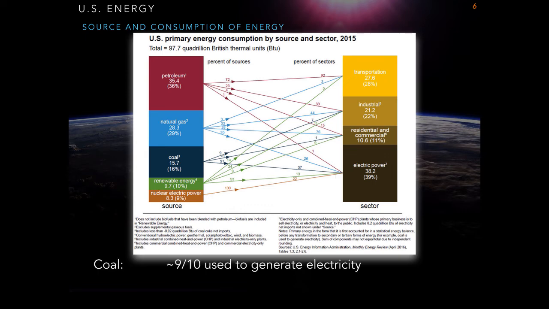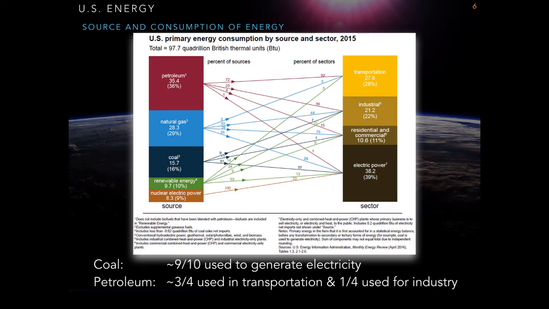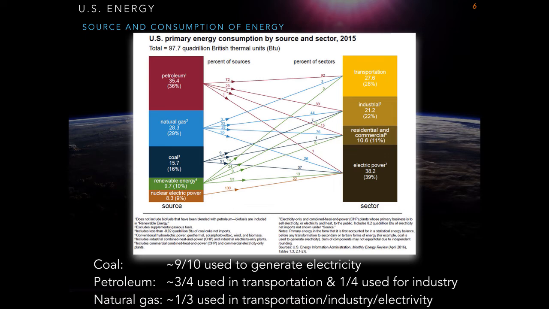So the major thing to remember: coal, about 90% used to generate electricity. Petroleum used mostly for transportation and a bit for industry. And natural gas, mostly industry, electricity and some transportation.